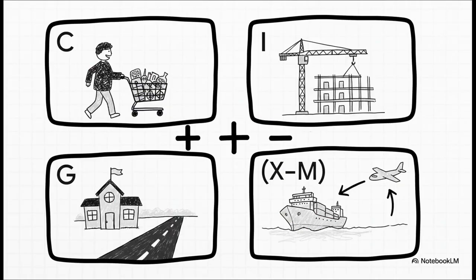C is consumption. That's just you and me buying stuff. I is investment. That's businesses spending money on new factories and machines. G is government spending. And that last little bit, X minus M, is just our exports minus our imports. You add all that up, and you get a pretty decent snapshot of the economy's size and health.